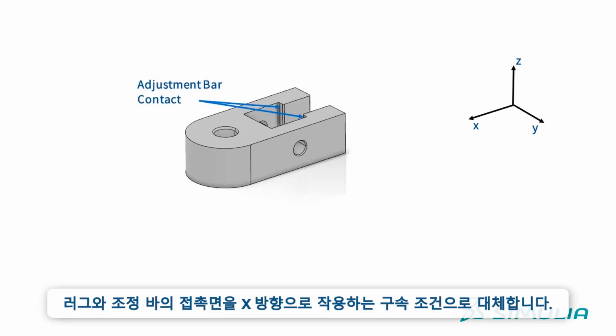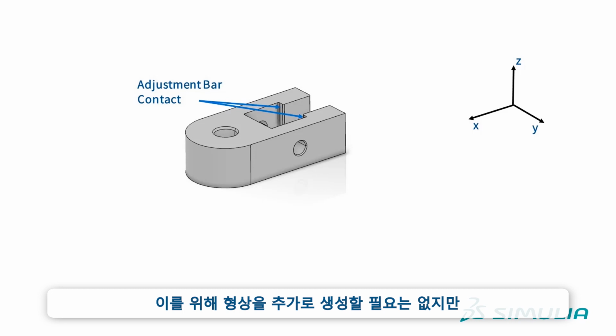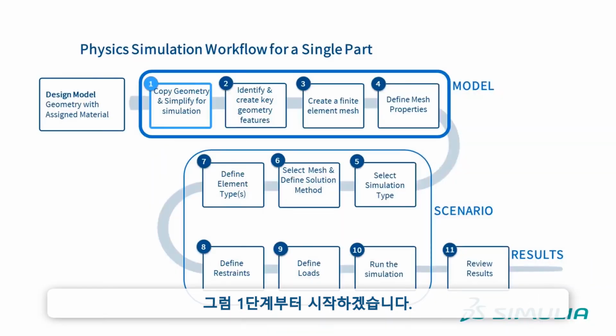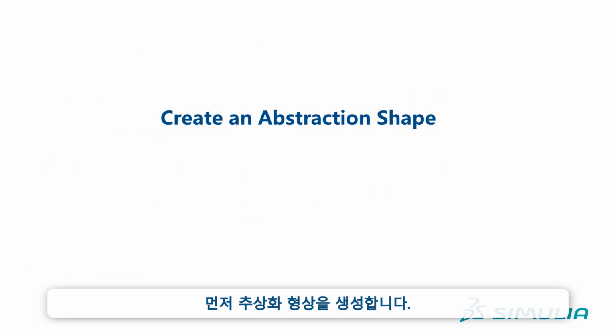We will replace the contact between the lug and the adjustment bar with a restraint in the X direction. We don't need to create any additional geometry to do this. But, we will create a publication. Let's get started with step 1. We will create an abstraction shape.